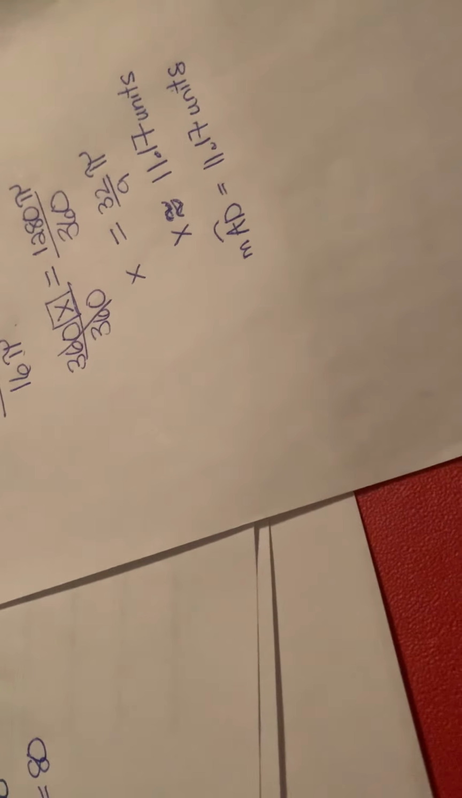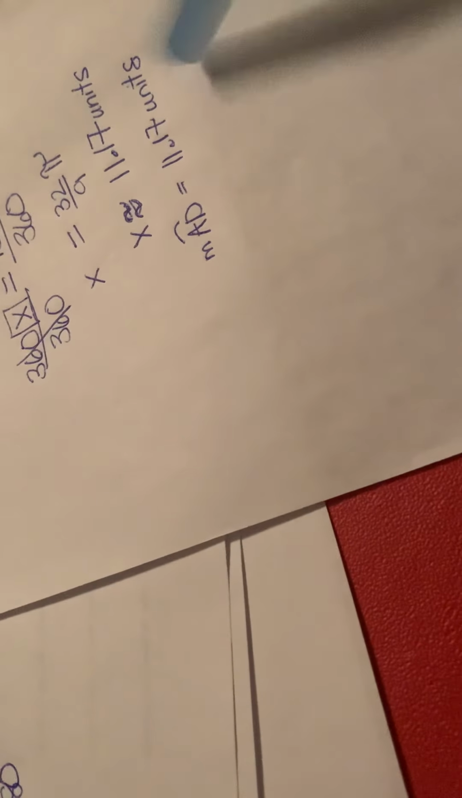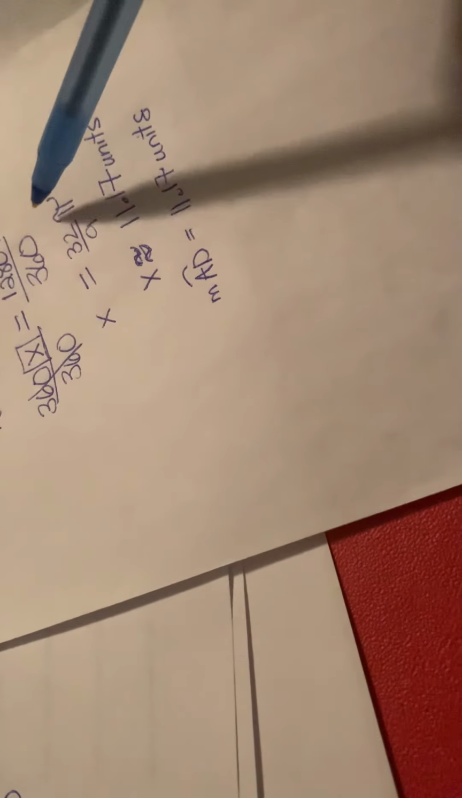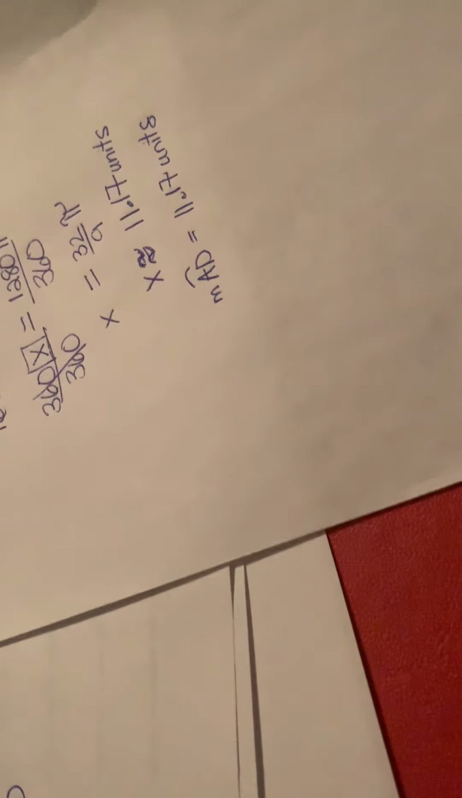And since our arc length is not measured in degrees, we cannot write this answer in radians. This is not a radian answer. This is just the answer in terms of pi.